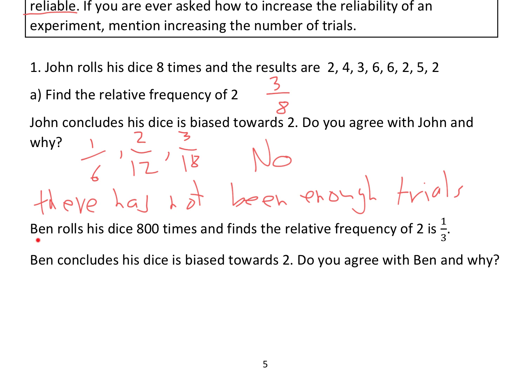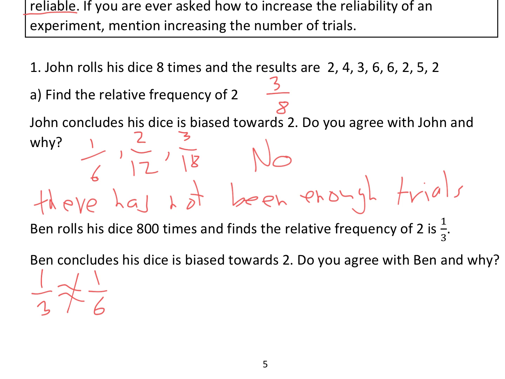Moving on to Ben then. Ben rolls his dice 800 times and finds the relative frequency of 2 is 1/3. Ben concludes his dice is biased towards 2. Do you agree with Ben, and why? Well, again, we'd expect to get 2 1/6 of the times. But he finds the relative frequency to be 1/3. Are they approximately equal to each other, those fractions? No, they're not even close. So we can conclude that it is biased because 1/3 is not close to 1/6.